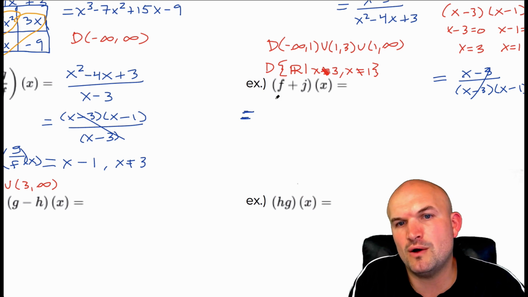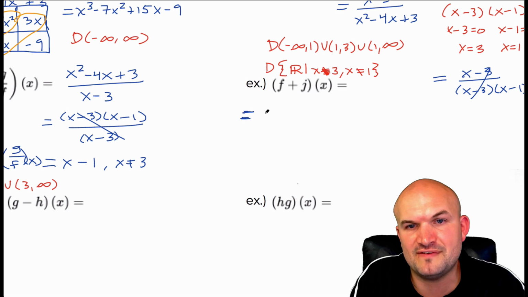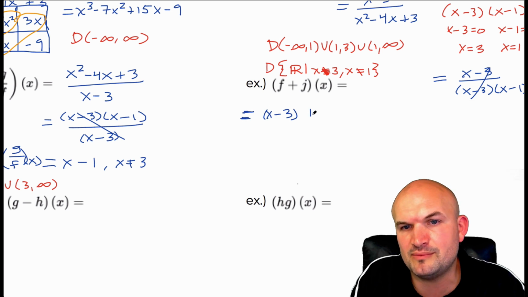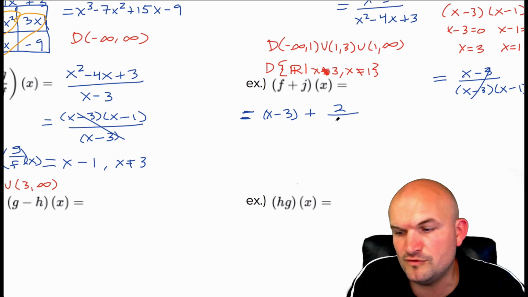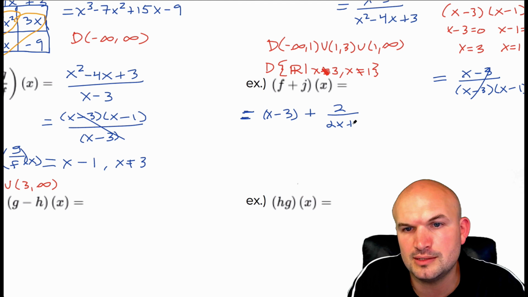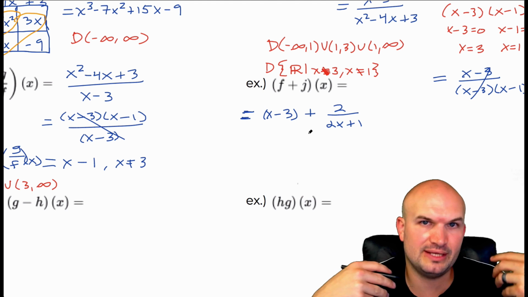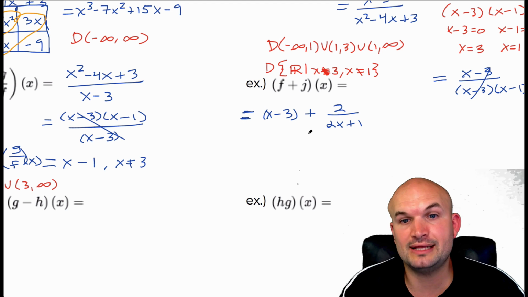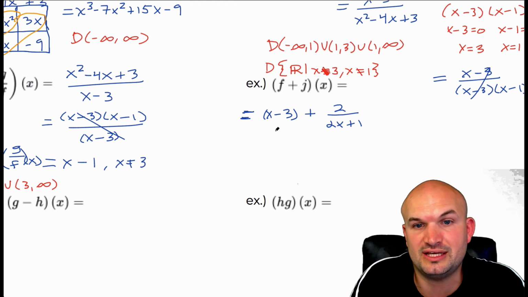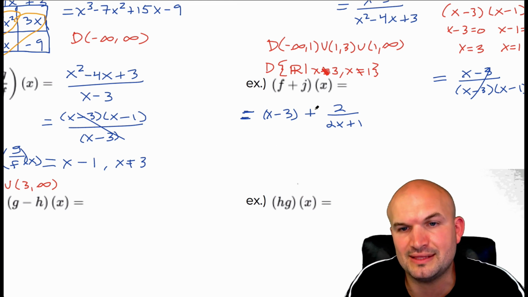All right, so f plus j of x. So f of x is going to be x minus 3. And I'm just going to put them in parentheses for right now, and then we can get rid of the parentheses as we want. And then j of x is going to be 2 over 2x plus 1. Okay, now can we combine these at all? Is there something else that we can do? And yeah, we can. We can actually get common denominators and then go ahead and combine them.